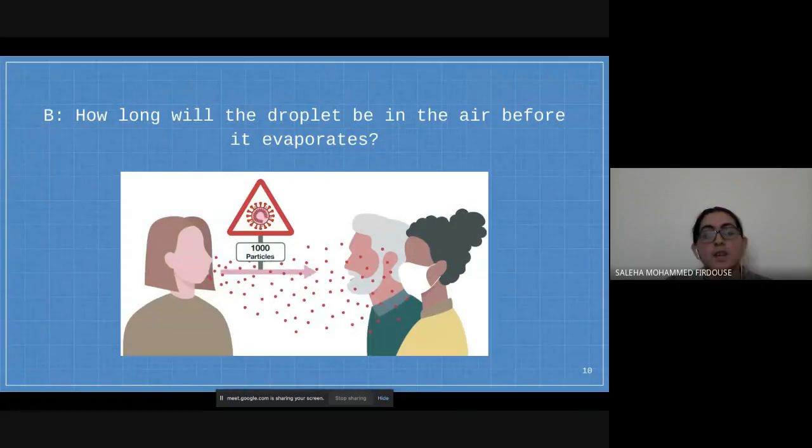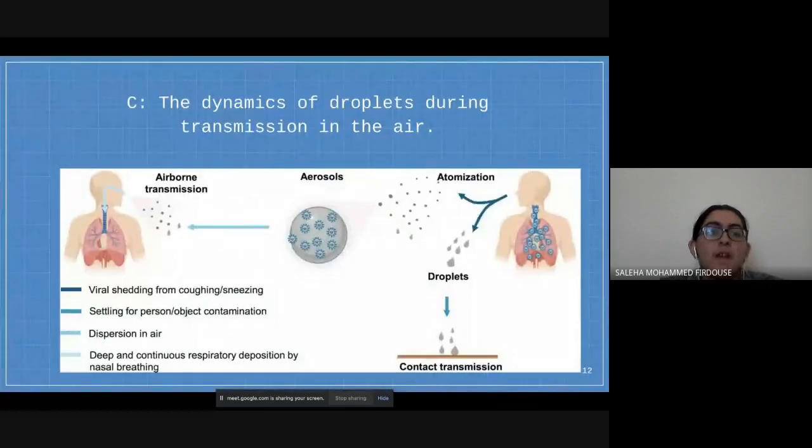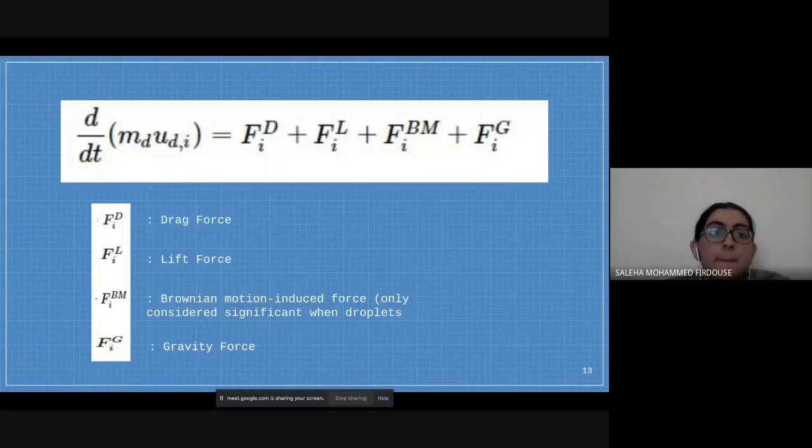The second question we answered is how long will the droplet be in the air before it evaporates and before it transmits to another person? So this is the equation. It takes into account the relative humidity of the area. The third concept we could understand was the dynamics of the droplets in the air during transmission. So this is a differential equation which represents Newton's second law. It takes into account the mass of the droplet and the initial velocity of the droplet.